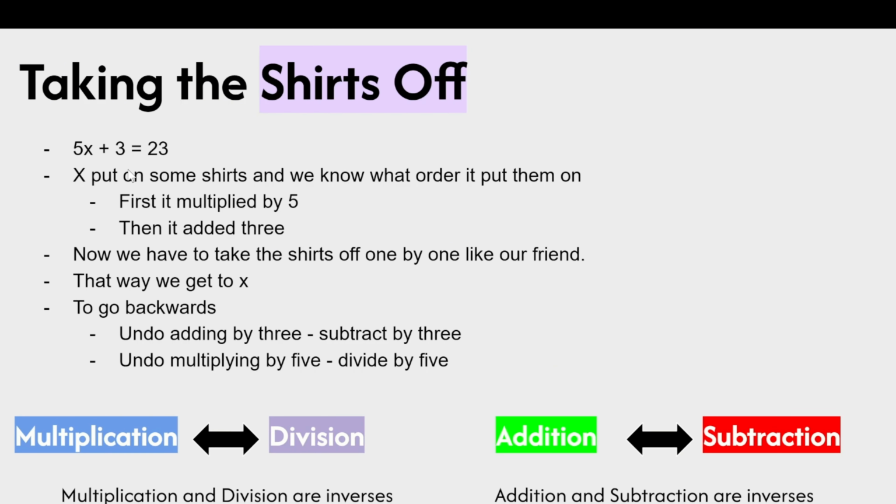So now we're going to see how we can start taking the shirts off instead of putting them on for this equation. So first, we know the shirts that it put on and the order that it put it on. So first, we know it multiplied by 5, and then it added 3. Now we have to take the shirts off, like with our friend. So we go backwards. And so to go backwards, we have to do this one first. So we have to undo adding by 3. And remember, to undo addition, we subtract. So undo addition by 3 means subtract by 3. And then multiply by 5. So we undo multiplying by 5, and that means divide by 5.